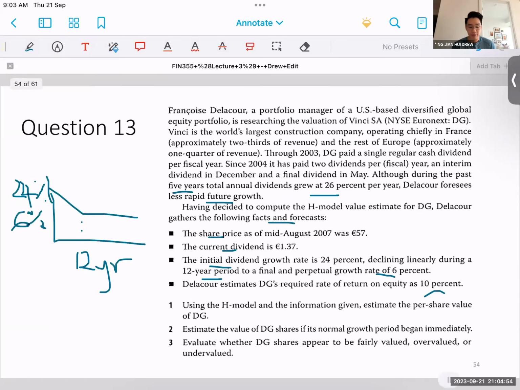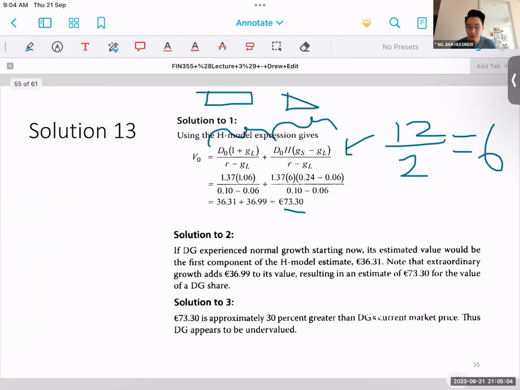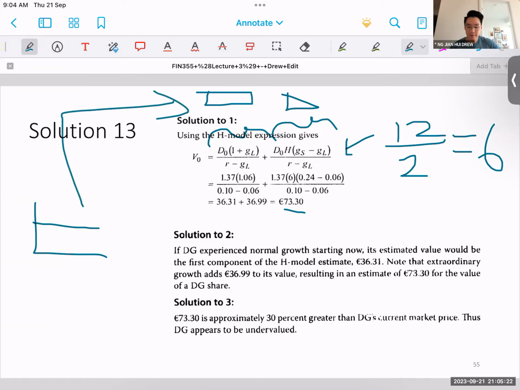Now let's look at part 2. Estimate the value of the share if the normal growth period begins immediately. Now, we do not need to actually recalculate it. Why? Because if normal growth occurs immediately, what does it mean? It means that it's just going to be flat, right? Normal growth, stable growth, which equals the rectangle. And what is the calculation for your rectangle? It is this. 36.31. So that's the answer.